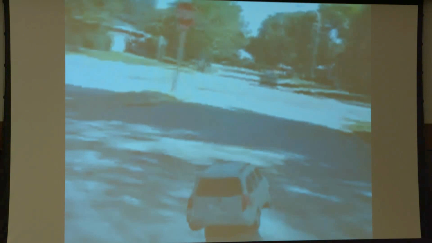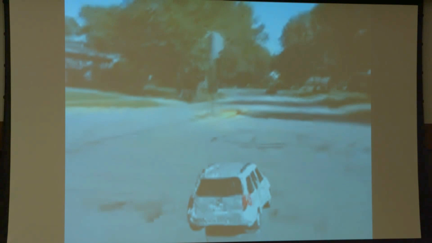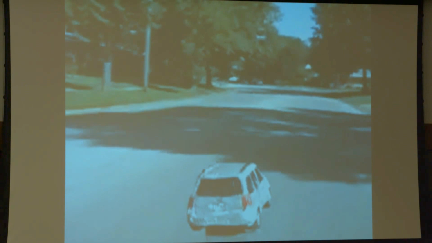So I made a Hot Wheels version of my car. It's a Jetta station wagon. And I mounted it to my bicycle and I had to put a video camera behind it. And I traced my commute from my home to school and then parked the car in the school parking lot.